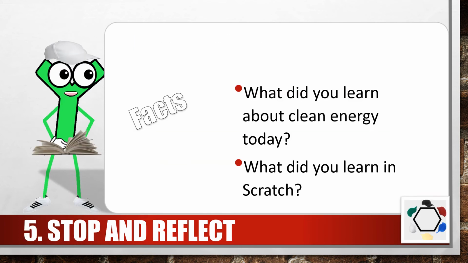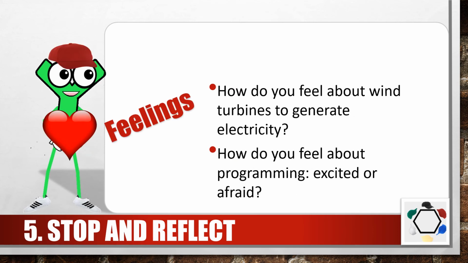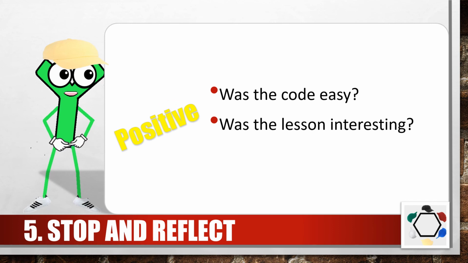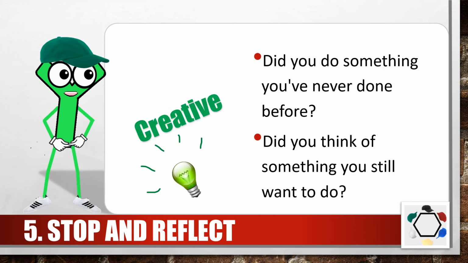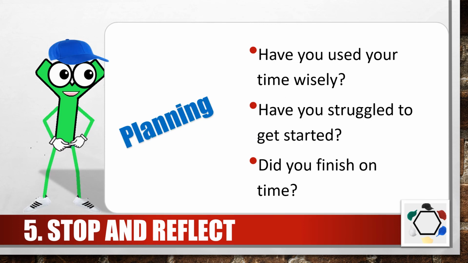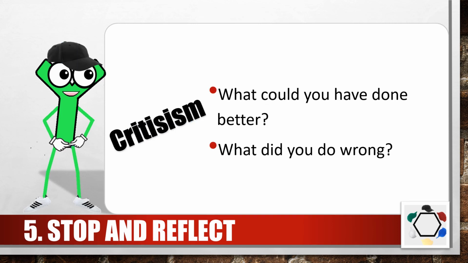Now let's put on our thinking hats again to reflect on this lesson. Put on the white hat and think about facts you learn about South Africa or in Scratch. Then put on the red hat to write down how you feel or any emotions you experienced in this lesson. Then put on the yellow hat to write down a positive remark. And the green hat to write down a creative idea. Then put on the blue hat to write down how well you planned and managed your time. And lastly, put on the black hat to write down any negative comments or criticism.